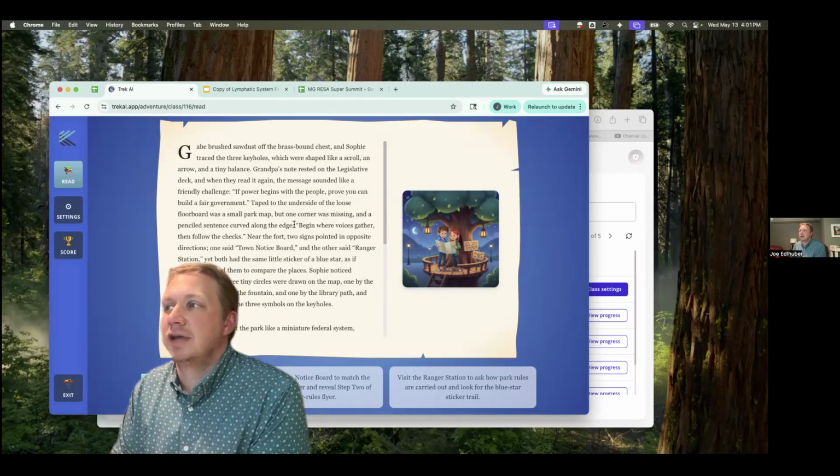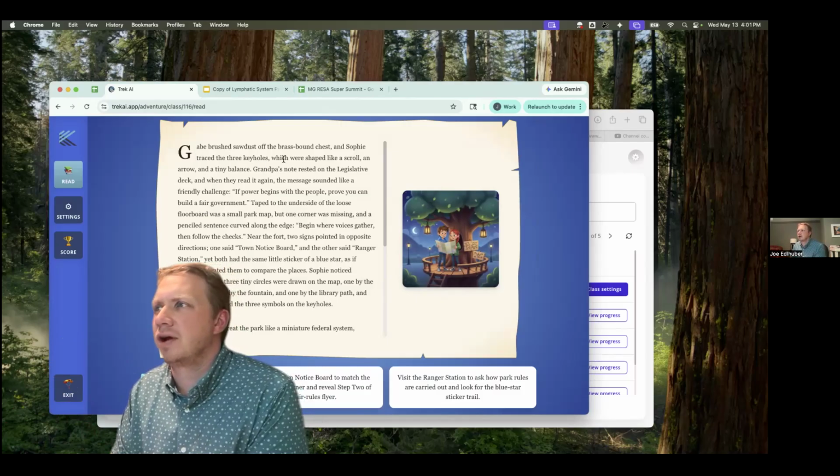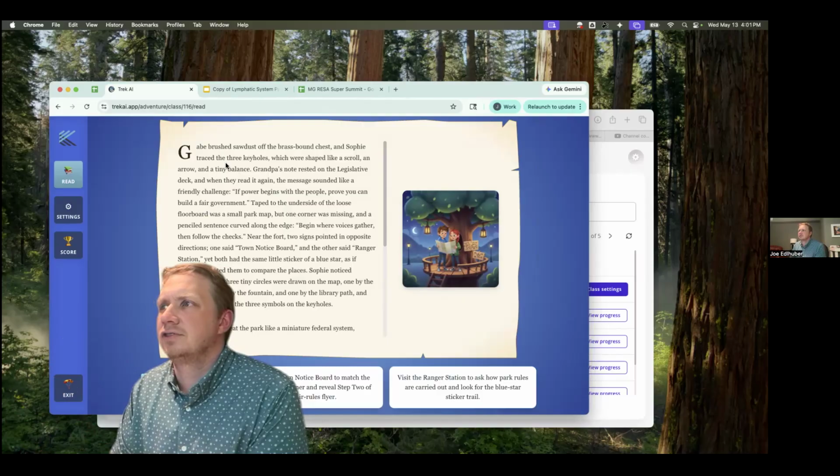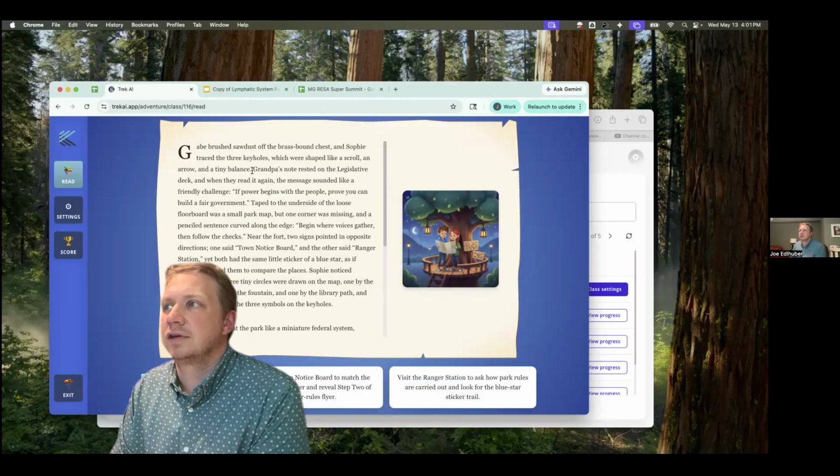Gabe brushed sawdust off the brass bound chest, and Sophie traced the three keyholes, which were shaped like a scroll, an arrow, and a tiny balance. Grandpa's note rested on a legislative deck.